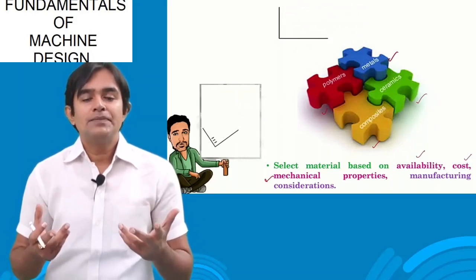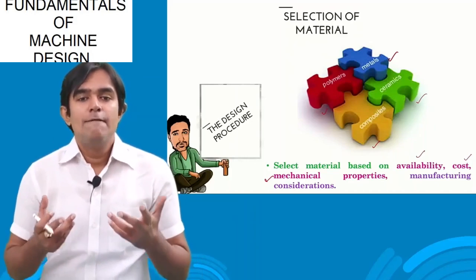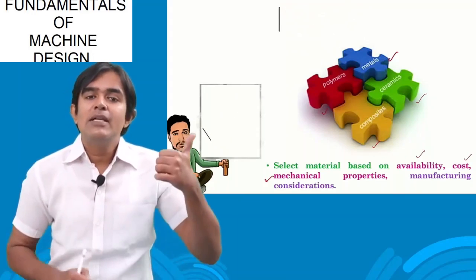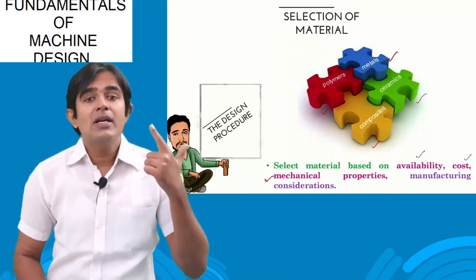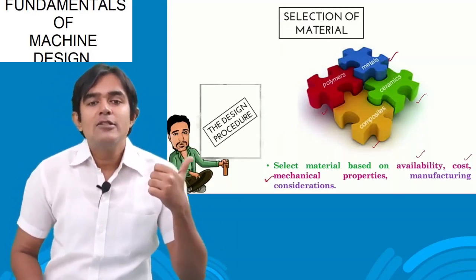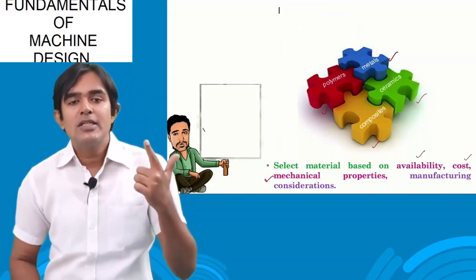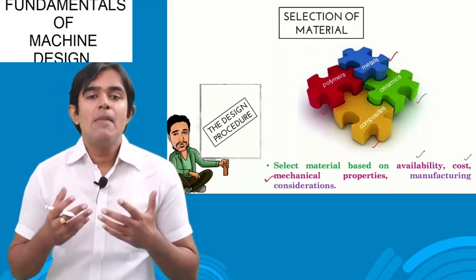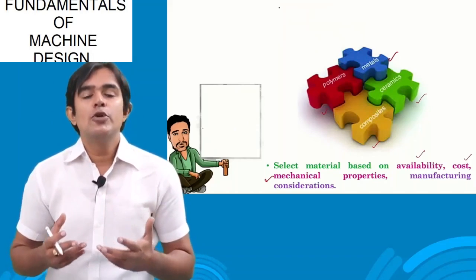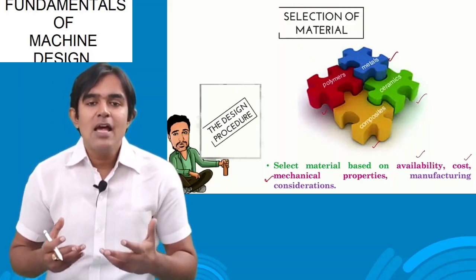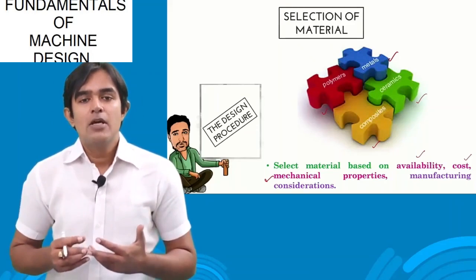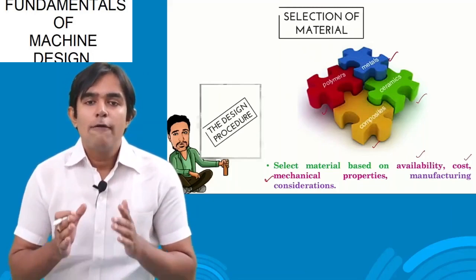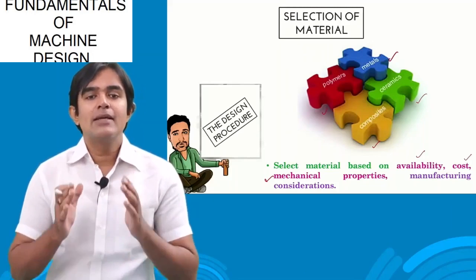For example, if you need a hard material, then the hard material can be a cast iron or an alloy steel. Cast iron is brittle, but in alloy steel, if I'm adding chromium, then that material is going to become hard, as well as corrosion resistant and wear resistant. So it depends on what sort of material you want for that particular mechanical part.